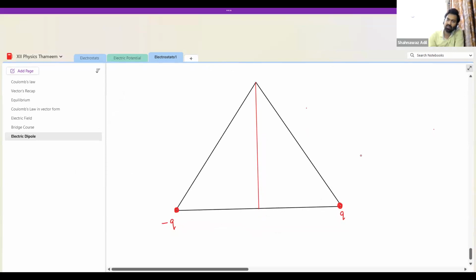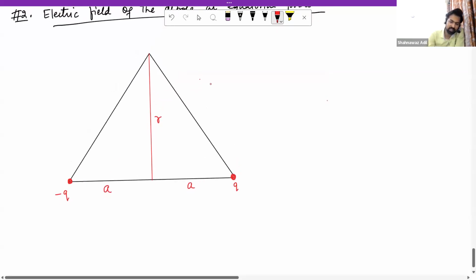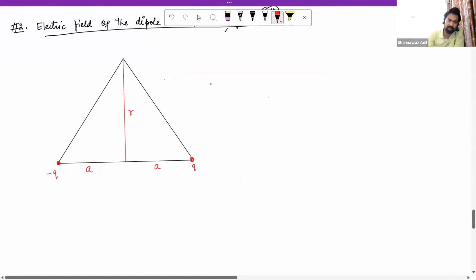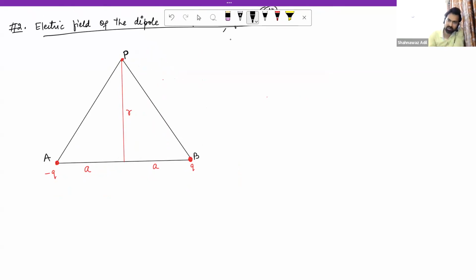And then we have this distance, which is A, and this distance, which is also A, and this is the distance R, right? Now we want to find out the electric field at this point. Let's say that this is point A, this is point B, and this is some point P. So we want to find out the electric field at P, right?